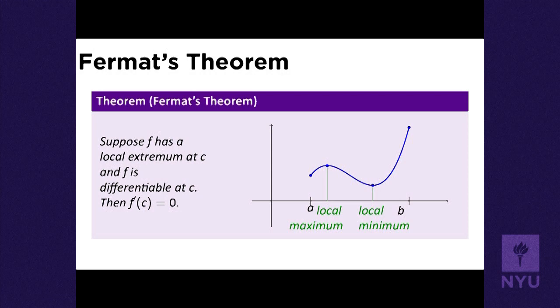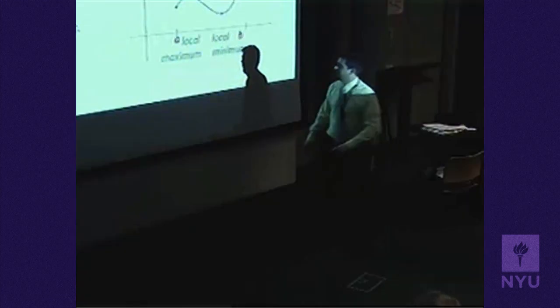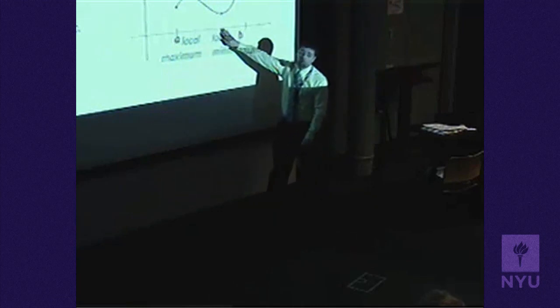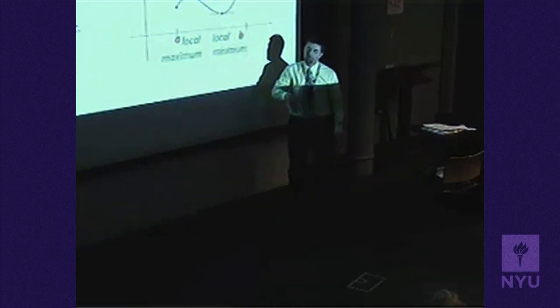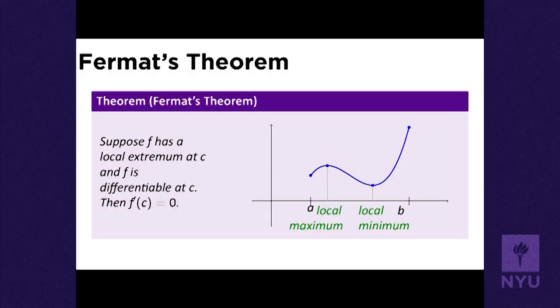So Fermat's theorem says, suppose f has a local extremum at a point and is differentiable at that point, then the derivative has to be zero. As an example, here's our function. We've got a local maximum and a local minimum. And at both of these points, we see a horizontal tangent line, which means a derivative of zero. Okay, so that's Fermat's theorem.